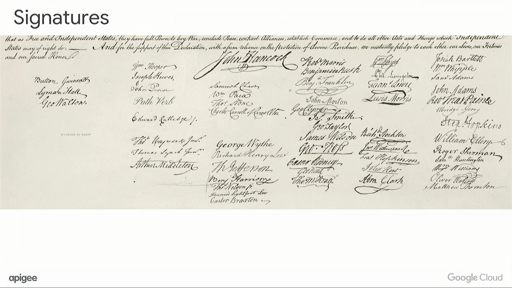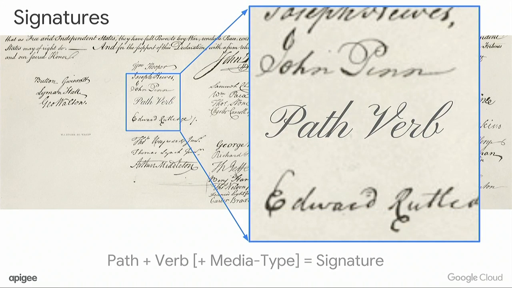2, anyone recognize this? When I think of a signature, John Hancock's is the one that springs to mind, that big one in the center. But if you look really closely, you can see that path and verb. A lot of people don't realize that OpenAPI also signed the Declaration of Independence. It's not true.